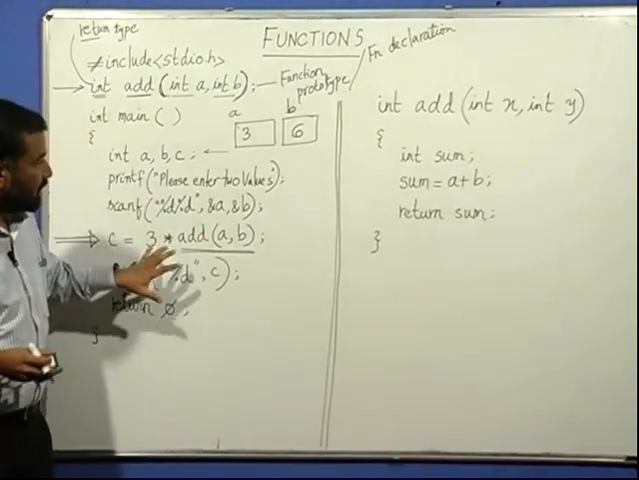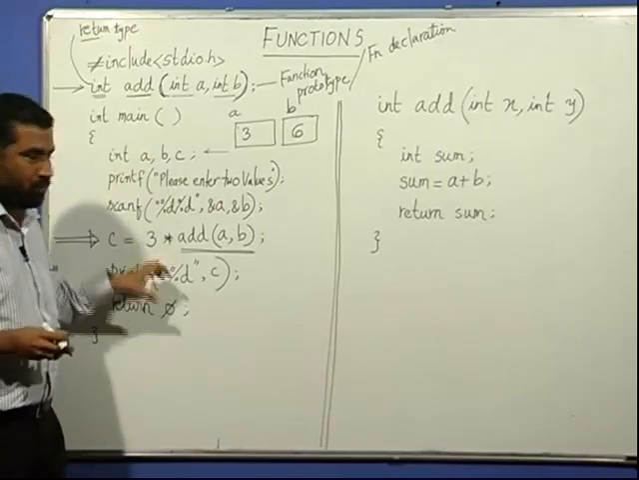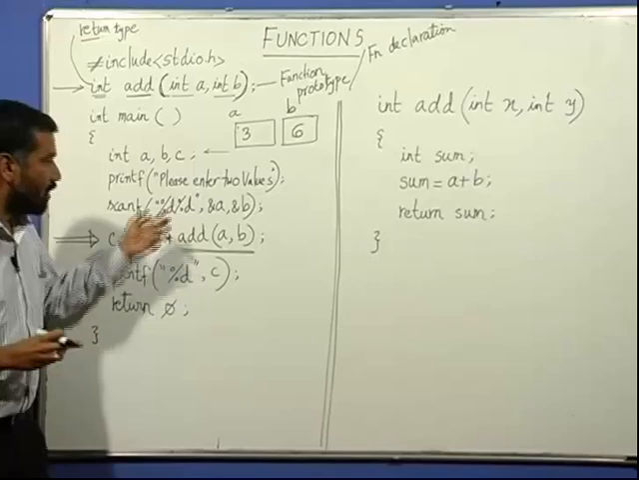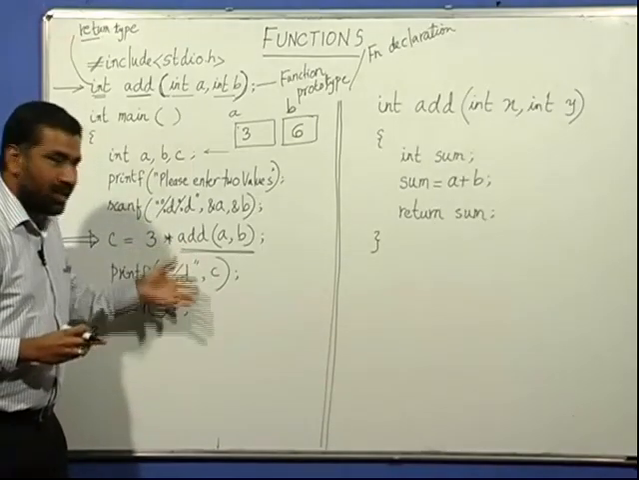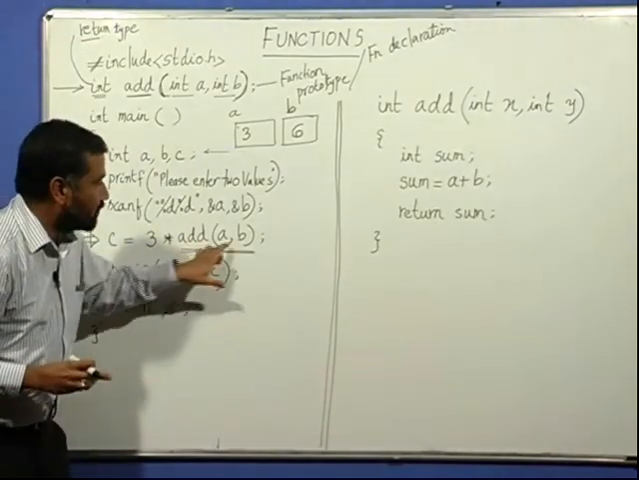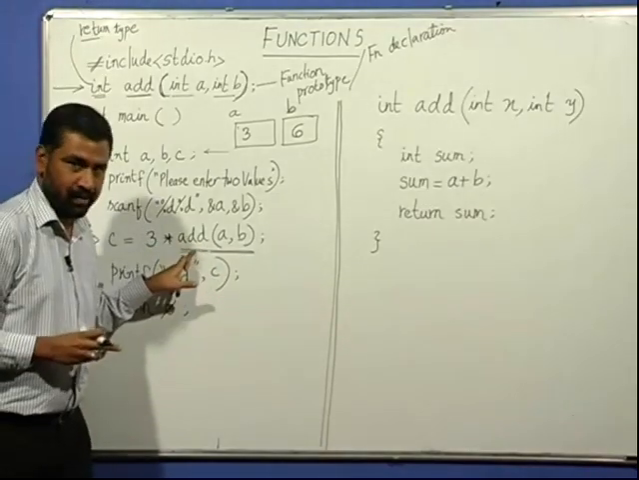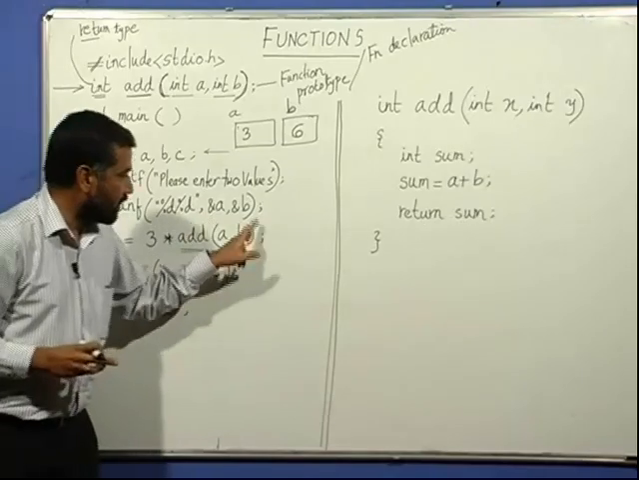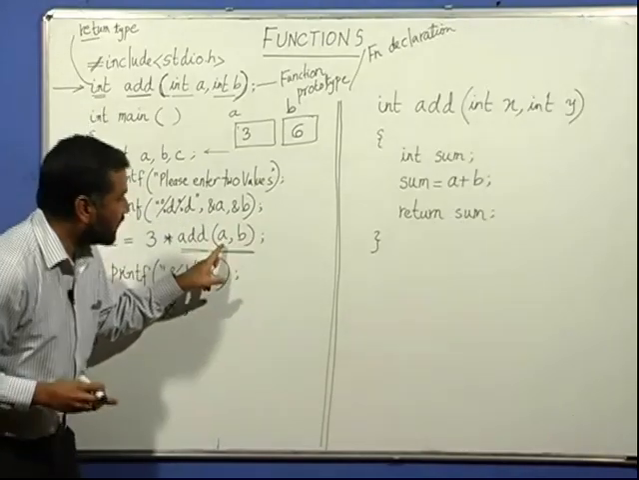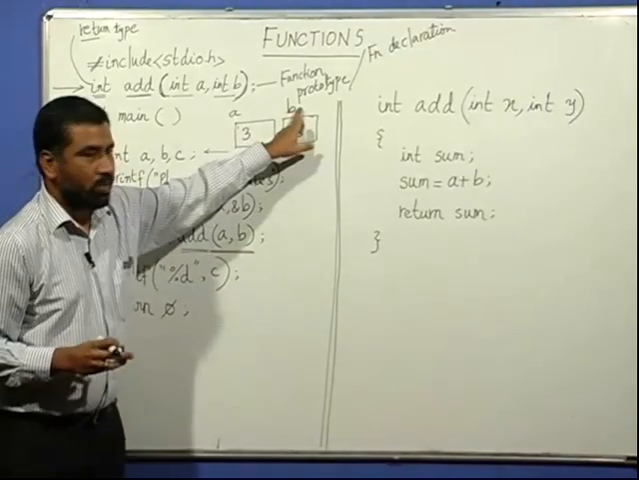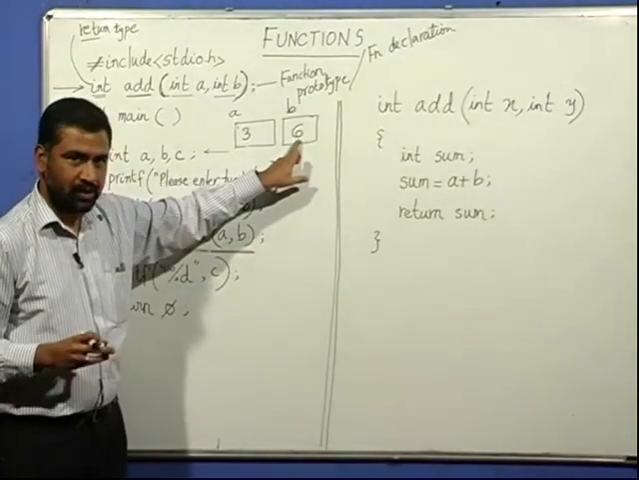So when the values are available with the main function, instead of adding the values by itself, the main function is actually calling another function. What is the function that is being called? Add. While calling add, what are we sending as arguments? We are sending a and b. And what are a and b? A and b are two integer variables having the values 3 and 6.